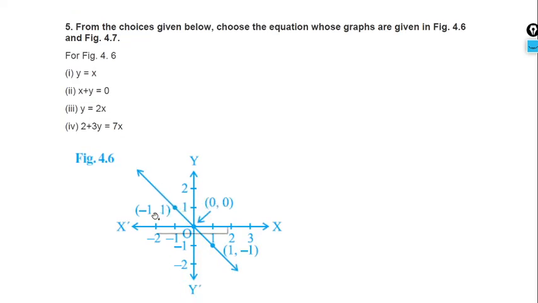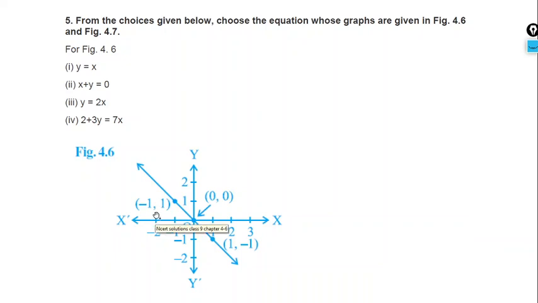Now we'll move to question number 5, a long exercise. We'll try to do it quickly. From the choices given below, choose the equation whose graphs are given in figure 4.7. Okay, so there are two questions. We'll try to do the first one.